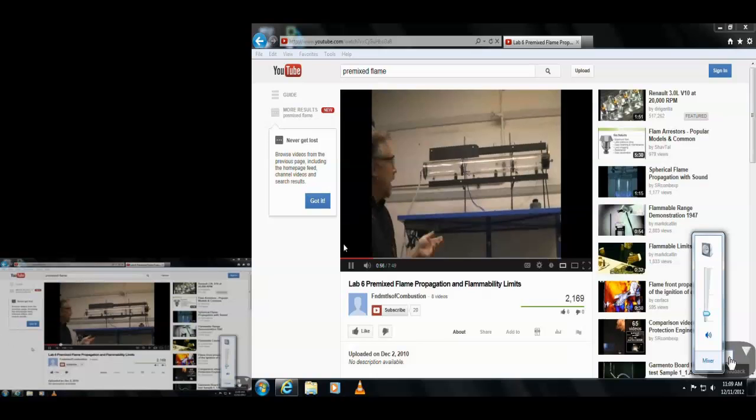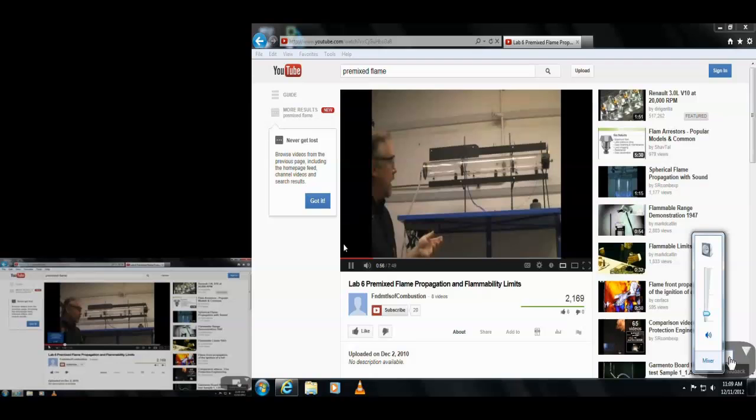And we're also going to be able to look at, since it's a clear glass tube, the transition from a laminar flame to a turbulent flame. And as soon as it becomes a turbulent flame, you'll see the flame accelerate quite rapidly.